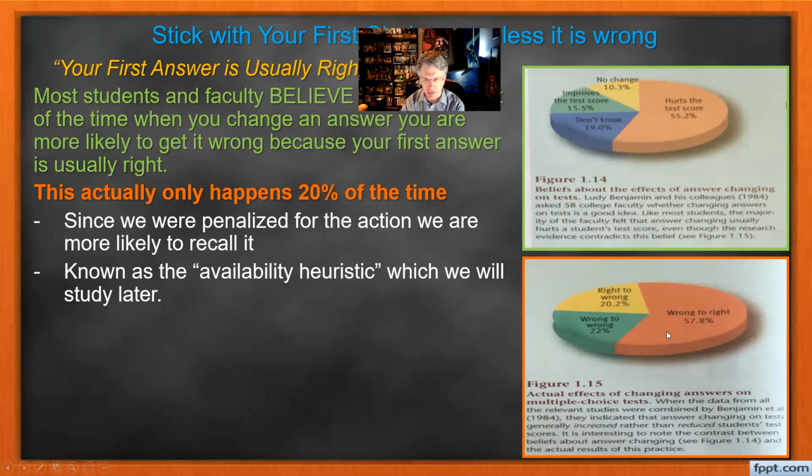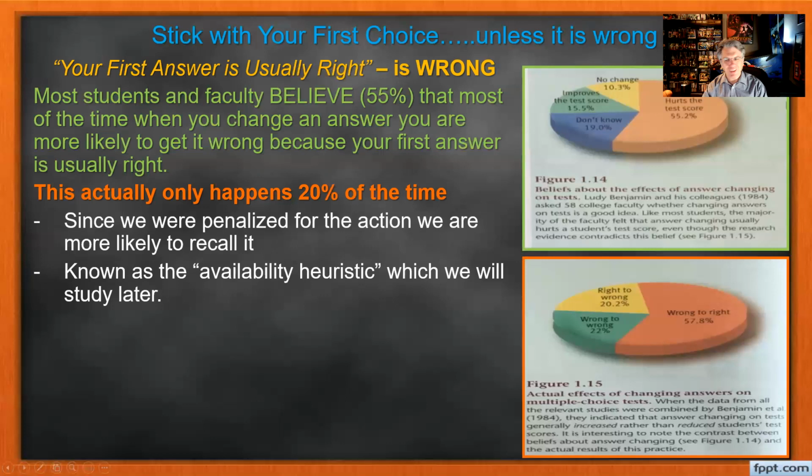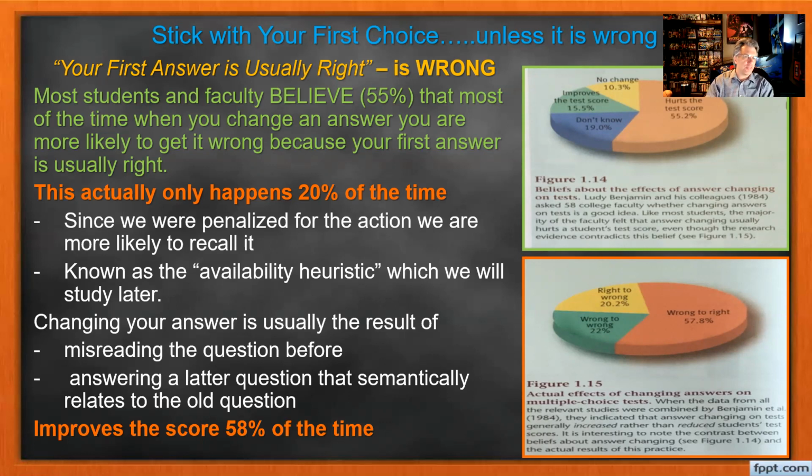But in reality, when people change their answers, 57% of the time, nearly 2/3, you change it from the wrong answer to the right answer. Only 20% of the time, 1 out of 5 times, you actually change it from the right to the wrong answer, and 22% of the time it's wrong to wrong because you have no idea. But since we remember the times that it hurt us, we think it's happening more often than what it is. And this is known as the availability heuristic, which we'll talk about when we get to learning and thinking.